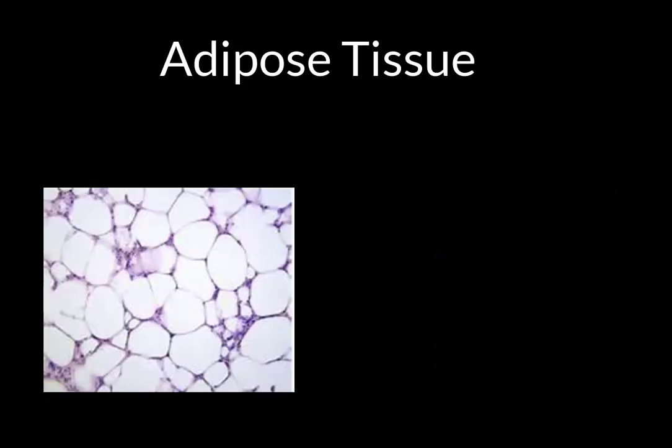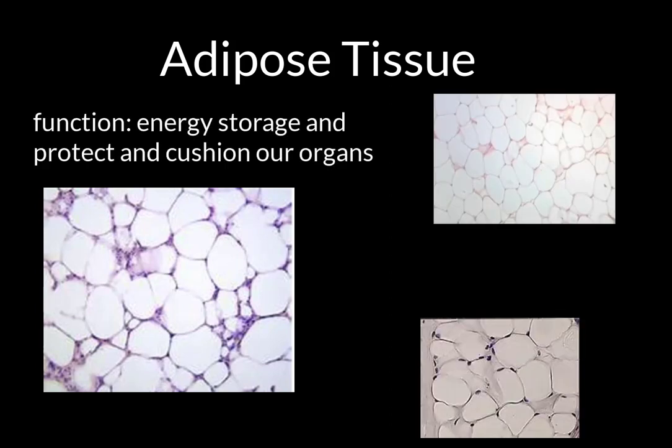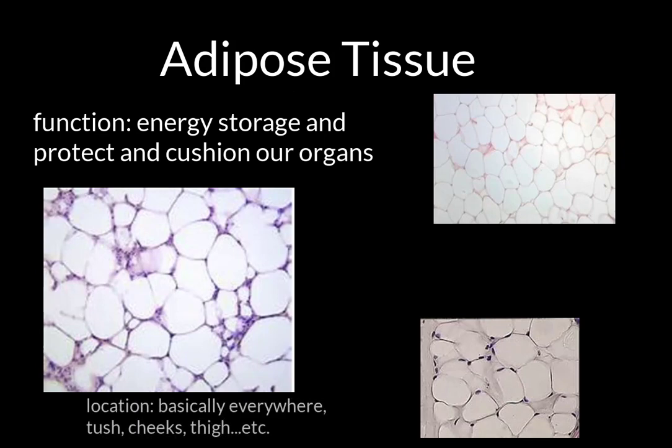Adipose tissue you might better know as fat. And the function of adipose tissue is to store energy, but also to protect and cushion our organs. And where you would find adipose tissue is pretty much anywhere in your body. It fills the space between organs, it lays under your skin between your skin and muscle. So I'm sure you guys can figure out a place to list as a location for adipose tissue.